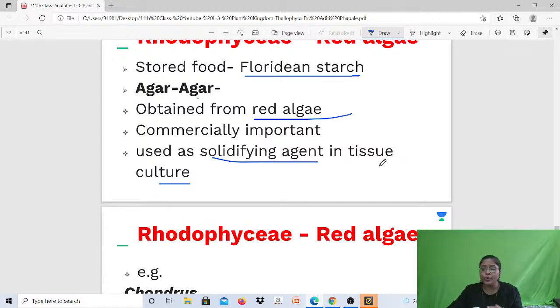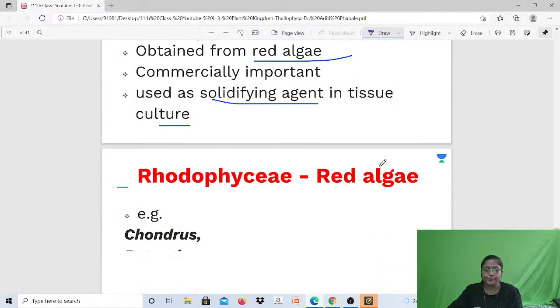After it solidifies, we put microorganism colonies, plant cells or animal cells on it for division and further growth.